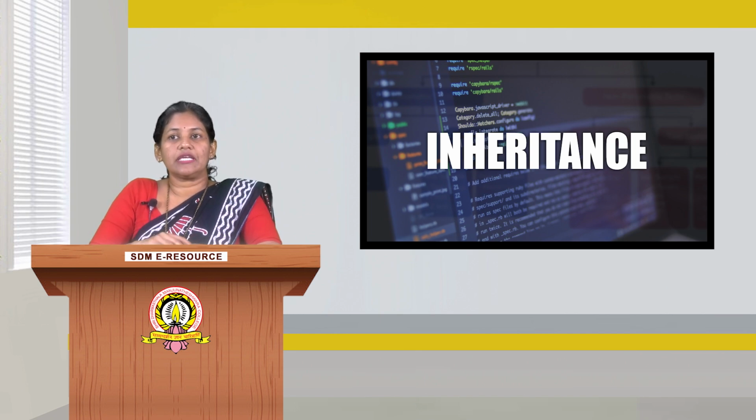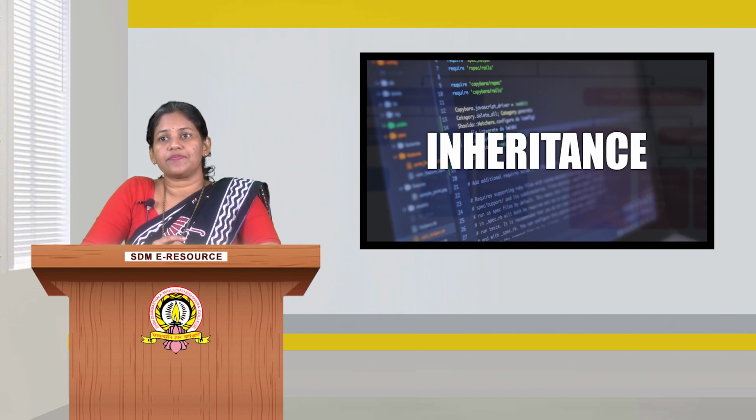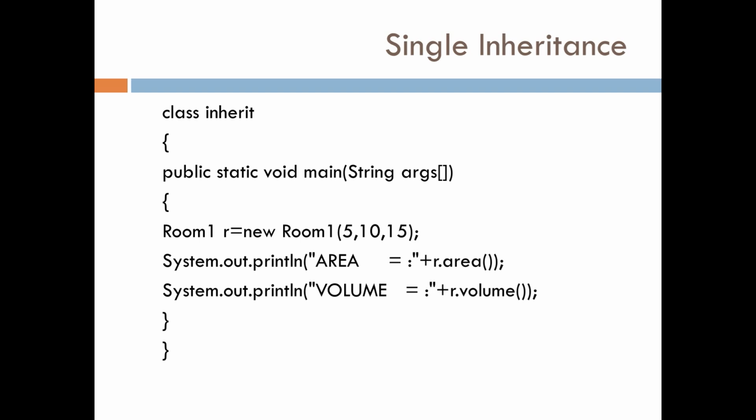Now we are going to create another class, Inherit. In that we are writing the main method, and we are creating the object of class Room1, and while creating the object we are passing values using the parameterized constructor. With the help of the object of Room1 we are calling the area method, which belongs to Room, and the volume method, which belongs to Room1.